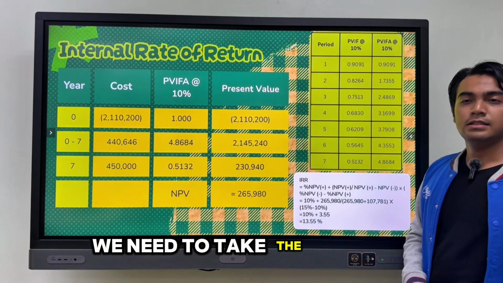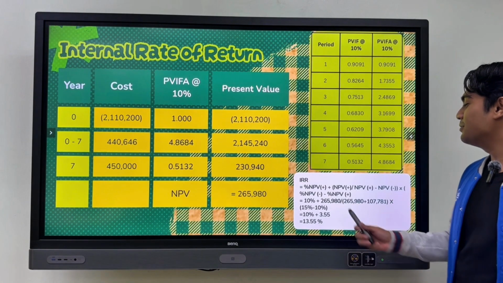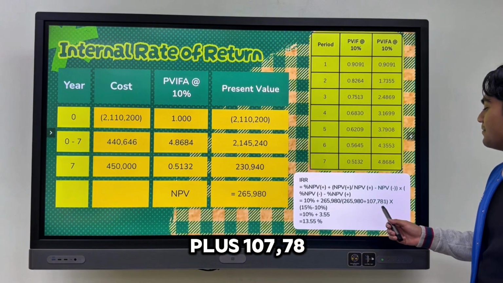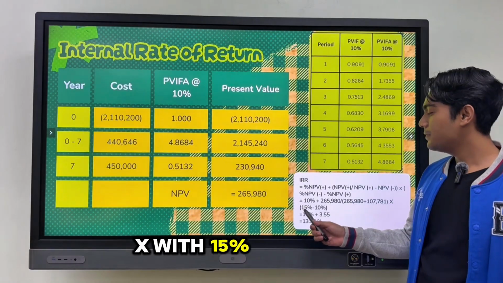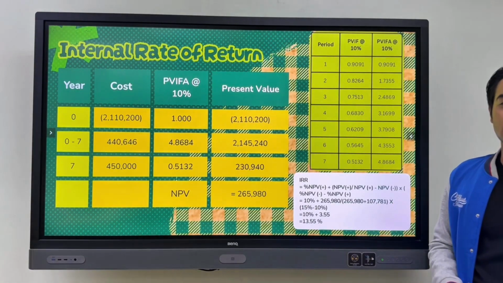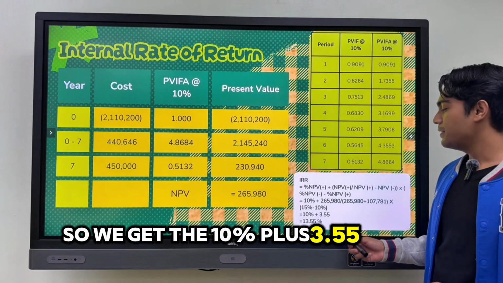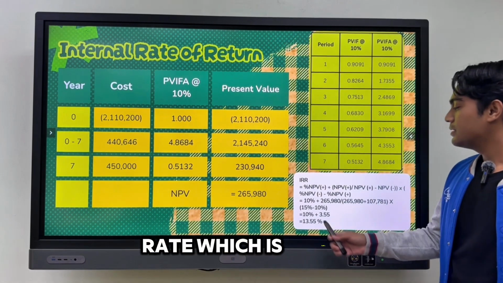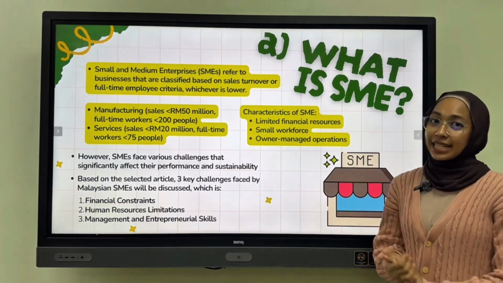We need to take the 10% plus 265,980 divided by 265,980 plus 107,781, times 15% minus 10%. So we get the 10% plus 3.55 and we got the IRR rate, which is 13.55%. So what is SME?